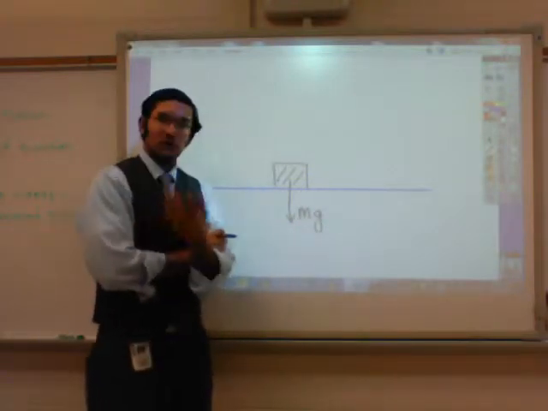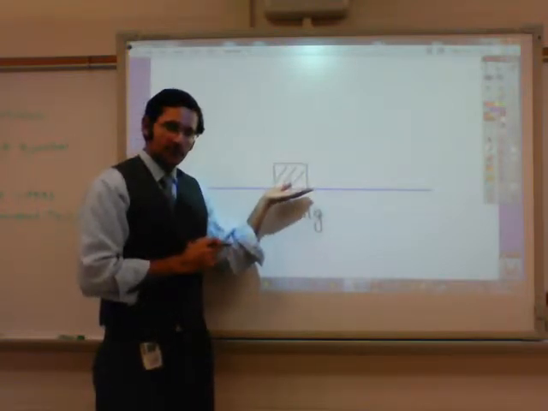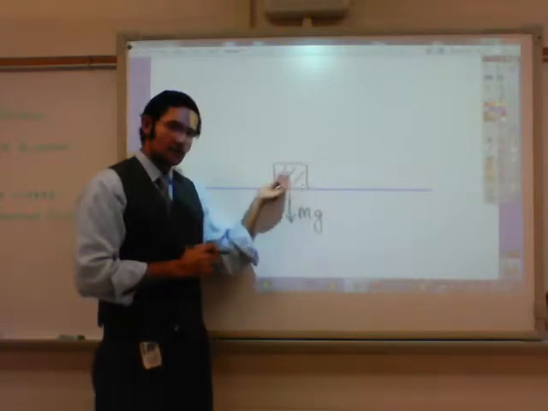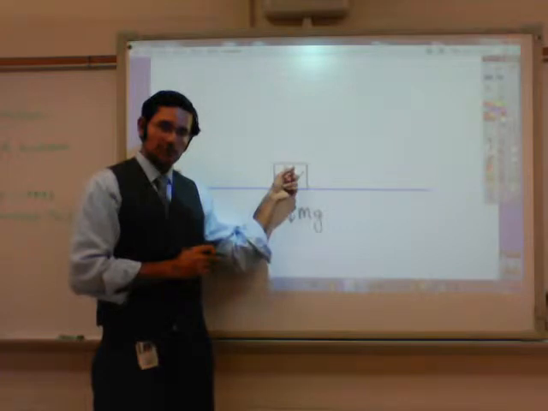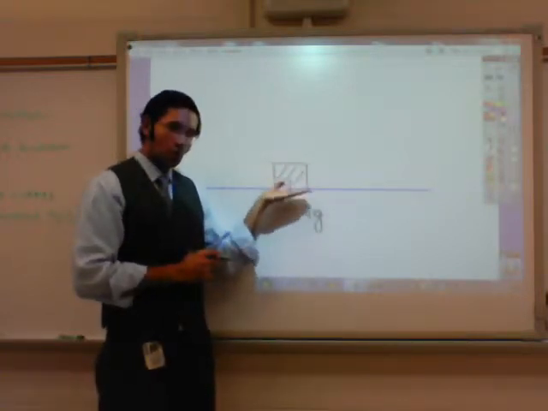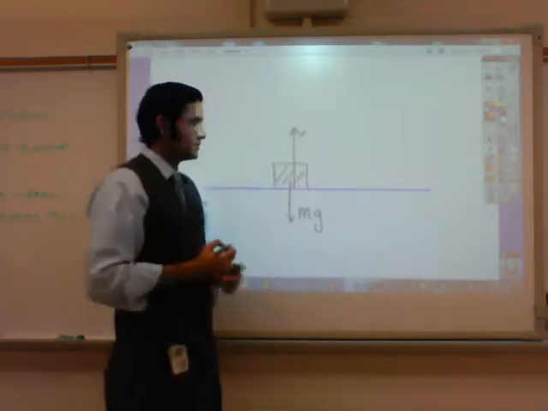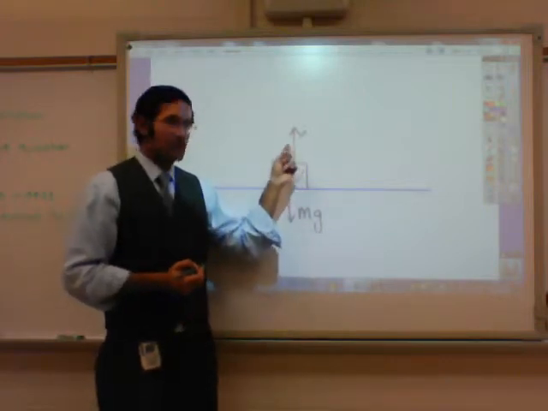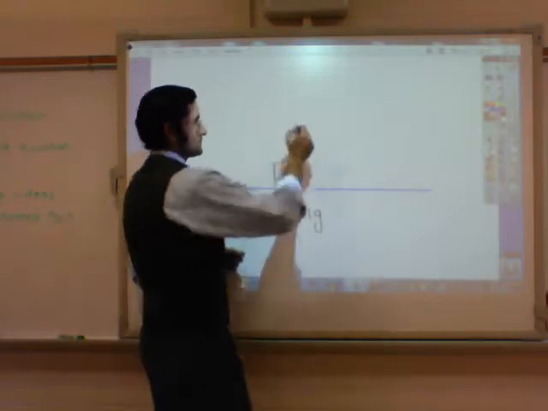Now, does the box actually go down? No. In this case, the surface is strong enough to prevent the box from going down. If the surface is strong enough to prevent the box from going down, then that means the surface is exerting a force on the box as well. The force of gravity is trying to push the box down, but if the surface can hold the box in place, that means the surface is pushing the box in the opposite direction. How strong is this force, and what do we call this force? We call this force the normal force.